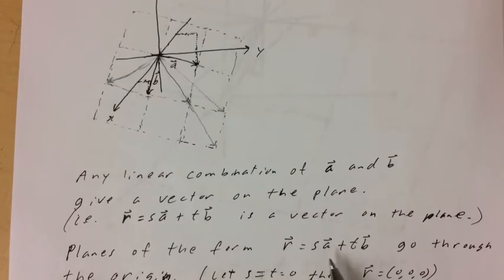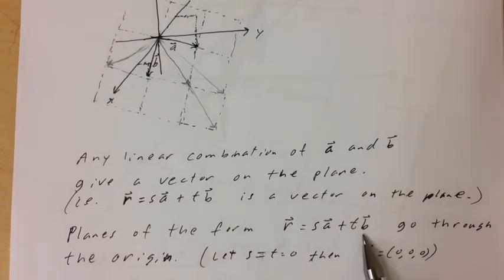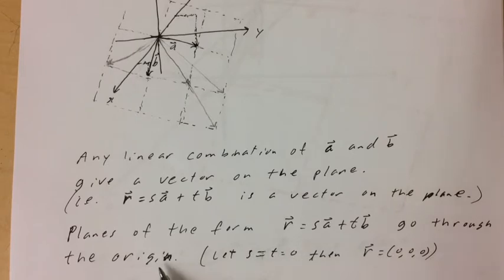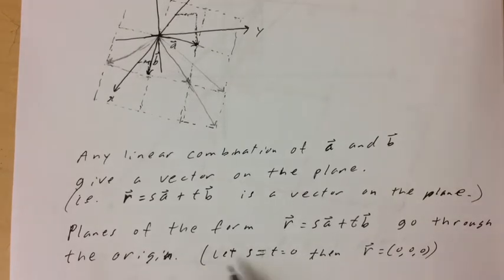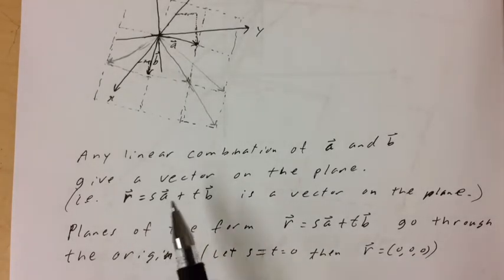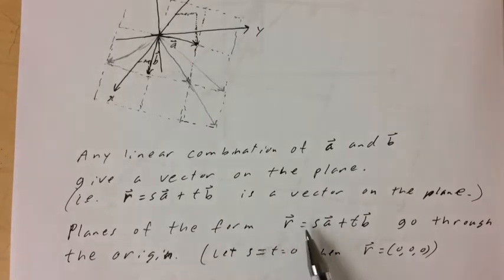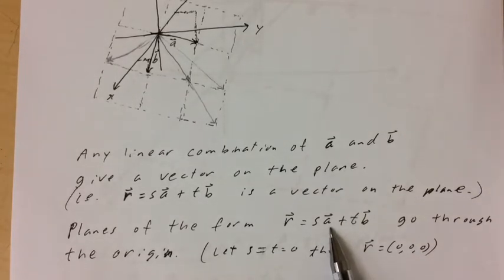Planes of the form sa plus tb will go through the origin. When s equals t equals 0, you get r equal to the (0, 0, 0) vector. So r equals sa plus tb will go through the origin when s and t equal 0. These vector equations of planes are planes that go through the origin.